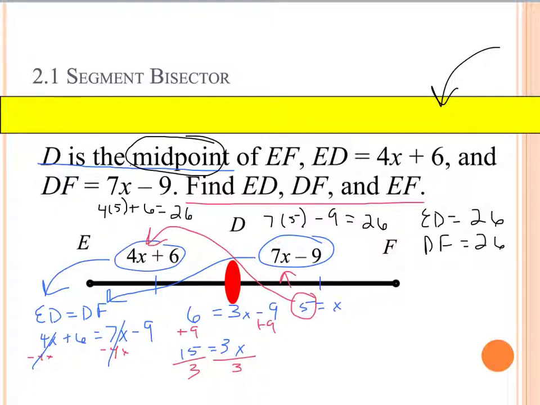Now, EF is going to be the entire segment. So we're looking at EF as a whole. So we have a partial of 26 on ED. We have a partial of 26 on DF. When we take those two partials, we need to add them together because of the segment addition postulate. We get EF equal to 52.